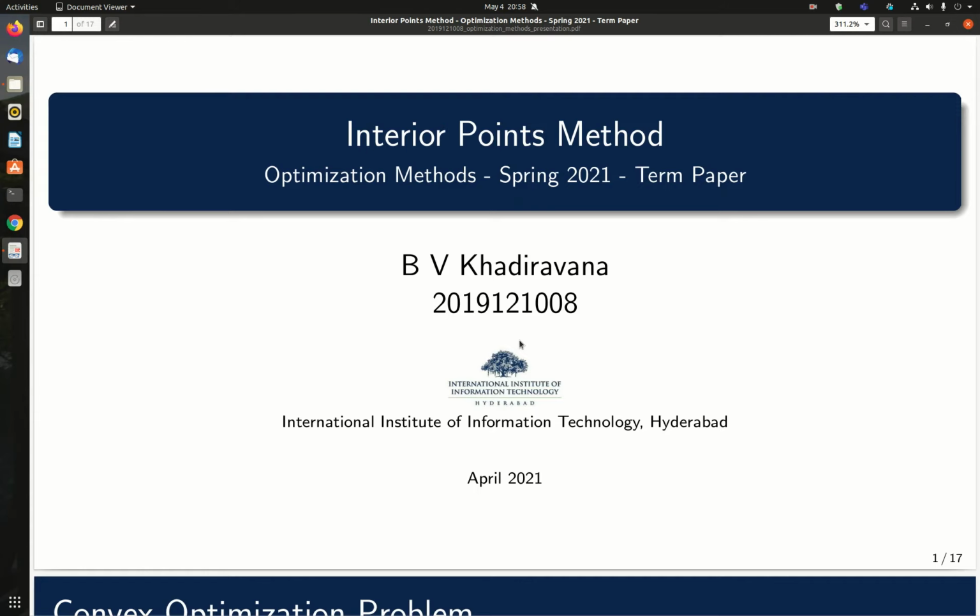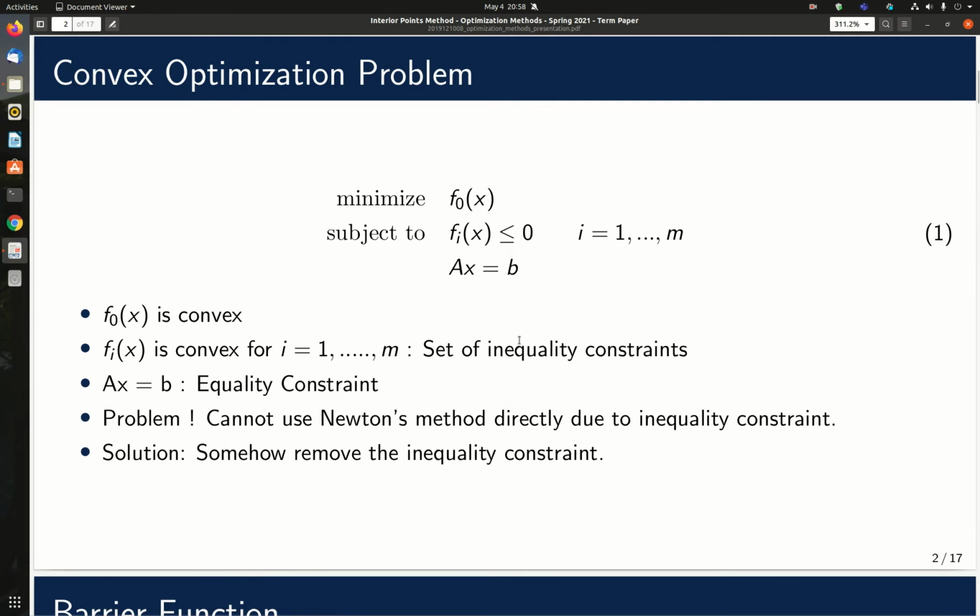So the interior point method is one of the methods to solve convex optimization problems, linear and non-linear. The general formulation for convex optimization is that we are trying to minimize f naught x, which is a convex function, subject to certain inequality constraints f I x less than or equal to 0 and equality constraints A x equal to b. Now, as it is convex, f naught x has to be convex, all the inequality constraints have to be convex, and the equality constraint is affine.